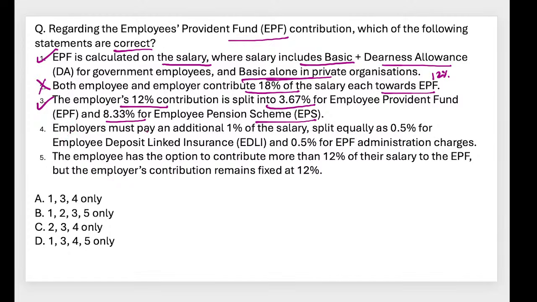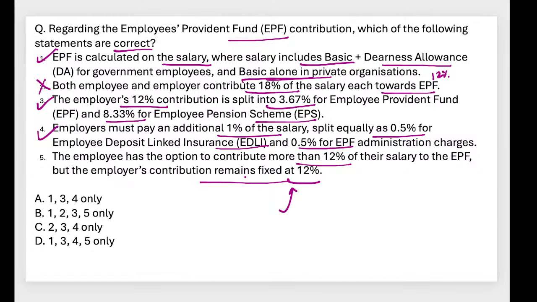Fourth statement: the employer must pay an additional 1% of salary, split equally, 0.50% for employee deposit linked insurance and 0.50% for EPF administration charges. That is also true. While the employee has the option to contribute more than 12% of their salary to EPF, the employer contribution remains fixed at 12%. So this should be reversed. The employer is fixed at 12% and the employee contribution is optional. Employee can contribute more than 12% and the employer contribution remains fixed.